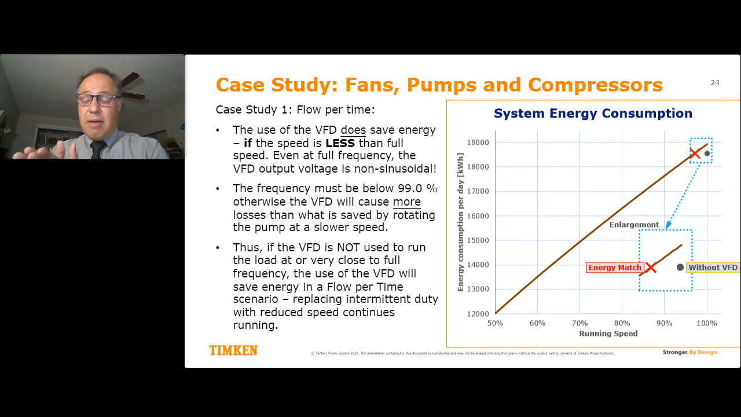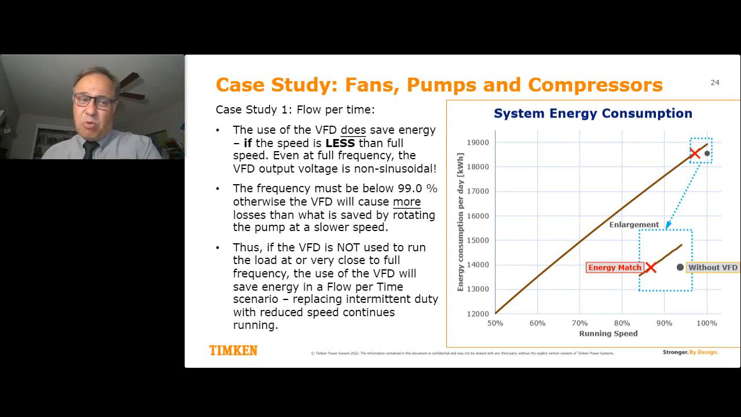So we need to remember that point right at the top. However, if we're running below 99% of the speed, then we can see that the VFD will cause significant improvement and save a significant amount of energy in the flow per time scenario. Replacing an intermittent duty motor with a reduced speed running motor.